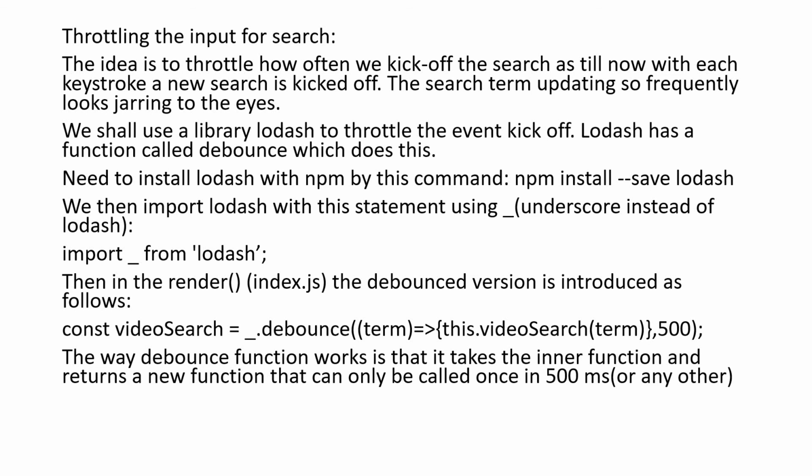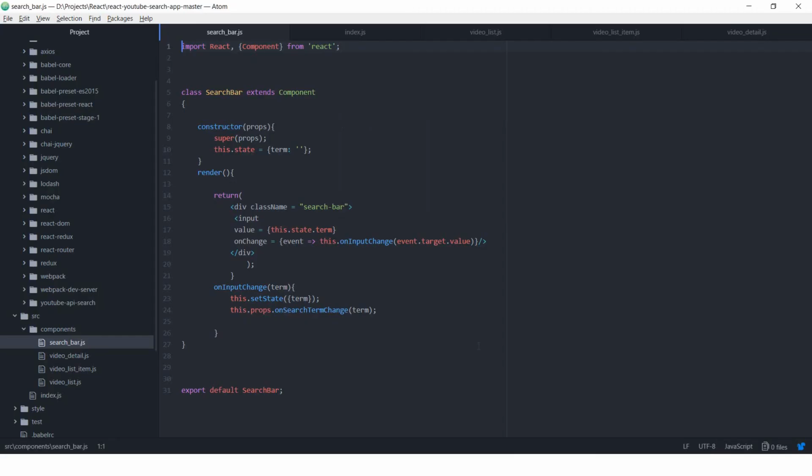The way the debounce function works is that it takes the inner function, this videoSearch function, and it delays the calling of the inner function by 500 milliseconds.